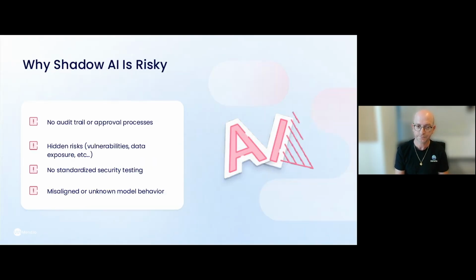So if we move into why shadow AI is risky, there are various reasons. I'll try to focus on the main points. So first, as mentioned, currently there is no audit trail or approval process for using them. And this results in a situation where, in most cases, most organizations do not really have good control and visibility on where AI is being used in the organization in general and specifically inside the applications.